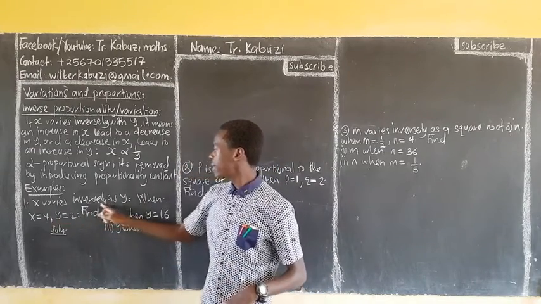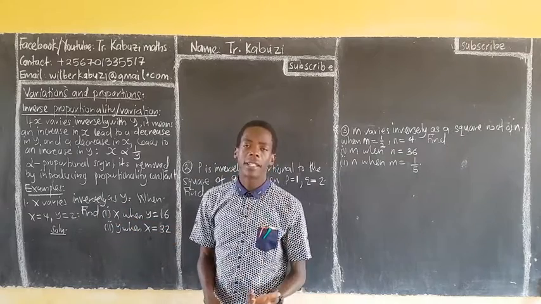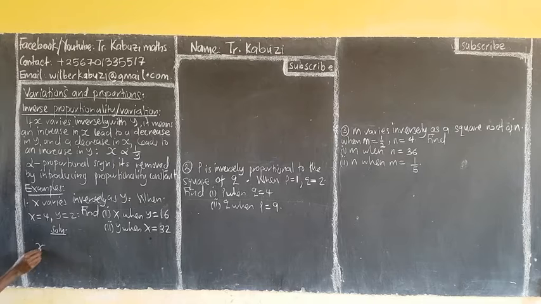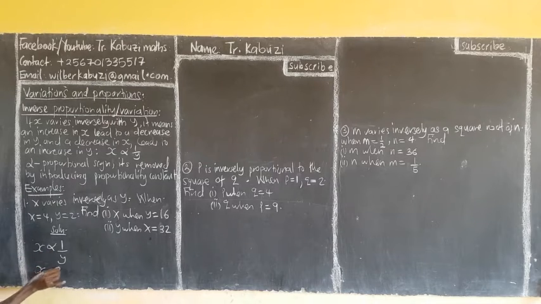X varies inversely as y. So we first write that statement. Here they are telling us that x varies inversely, meaning 1 over the variable, which is y. So we remove this proportionality sign. How do we remove it? By introducing the proportionality constant, k over y. So when we introduce this, the sign vanishes.